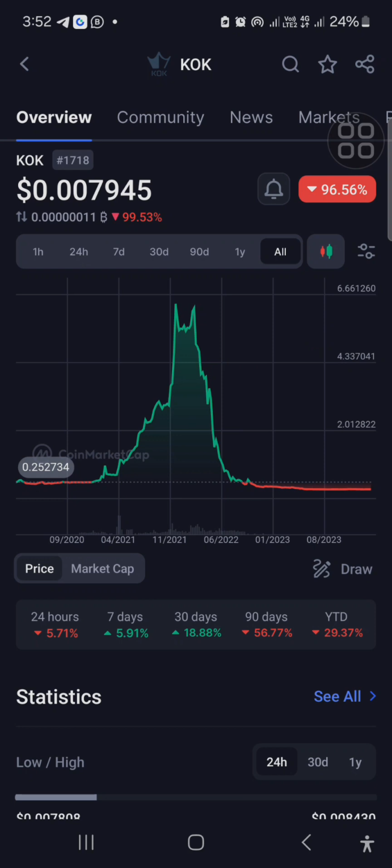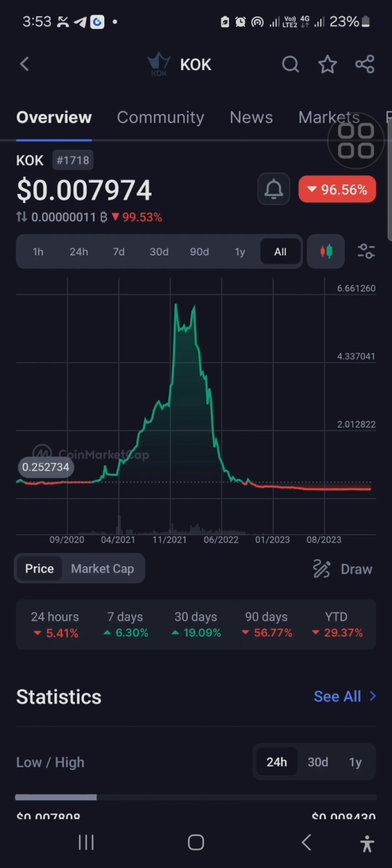Check the 1 hour time frame, check the 24 hours time frame, check all time high, check everything about time frame that concerns that particular coin, right? Check what the coin has been doing. The reason you are checking is just to see the progress of the coin, so that you will know where to position yourself.